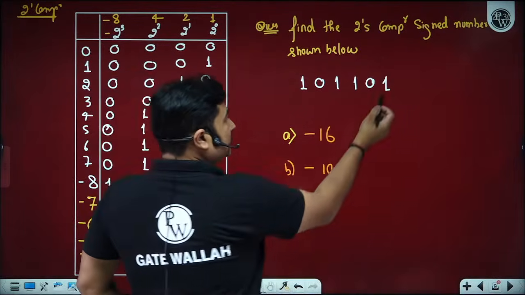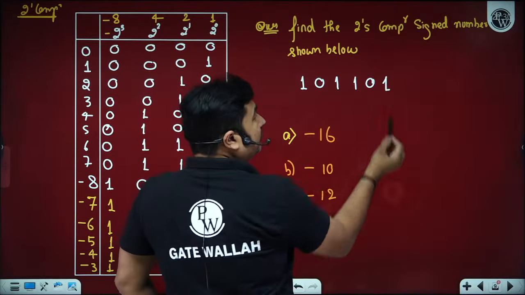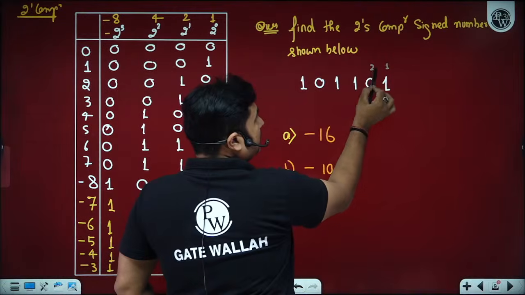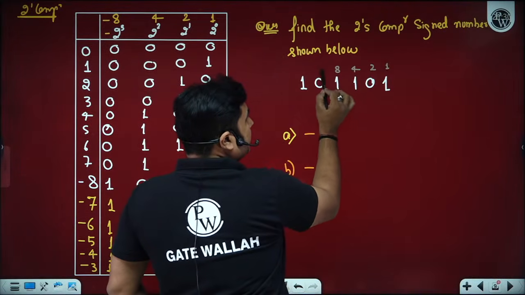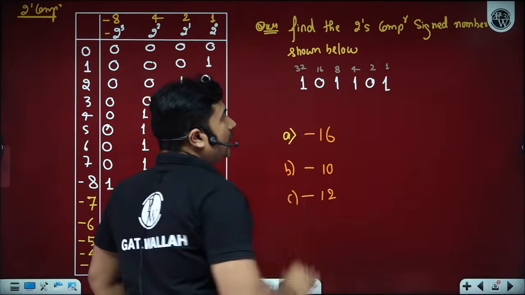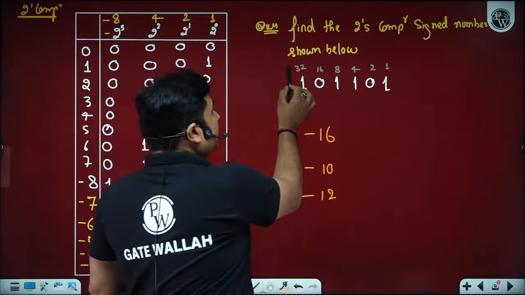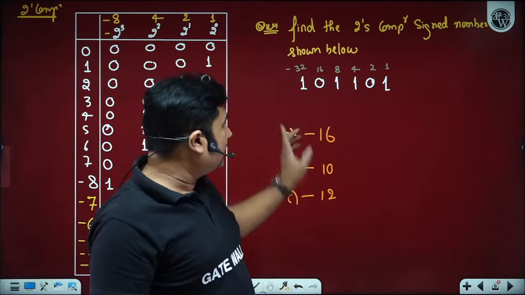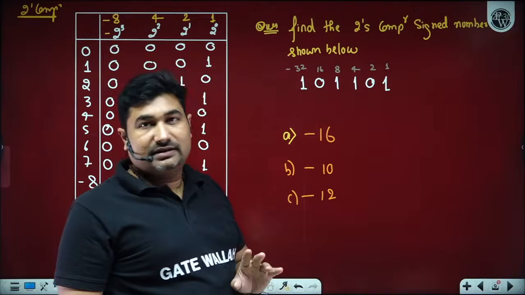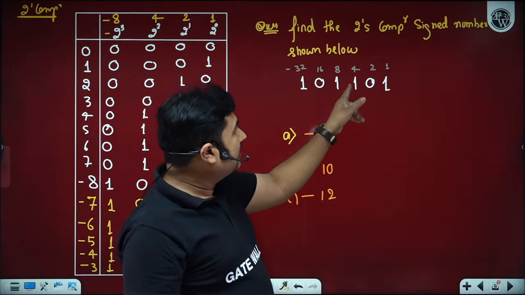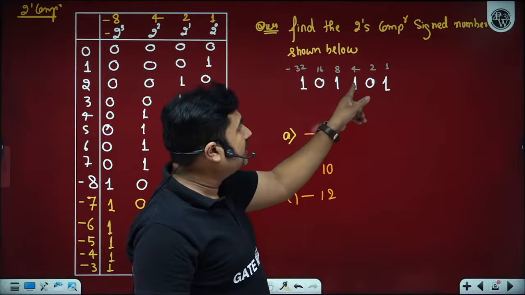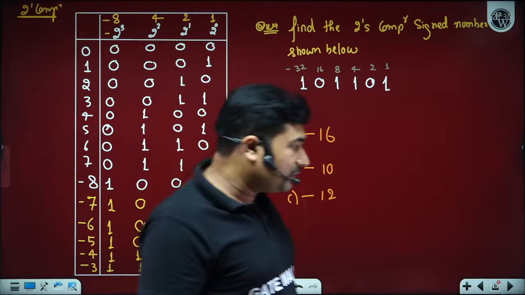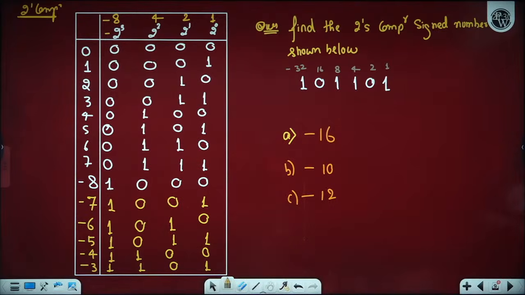Sir, we have to observe from here. It is very easy to solve. This will be your 2 to the power 0, that is 1, 2, 4, 8, 16, 32. So how many of you can see minus 32, because it's a 2's complement? The most significant bit is negative. Minus 32 plus 8 plus 4 plus 1. So 8 plus 4 is 12, plus 1 is 13. Minus 32 plus 13. How many of you can answer now? Please let me know by writing in the comment section, beta ji.